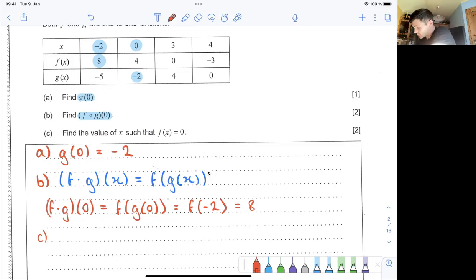So all we do for this one is go to our f(x) line, go along here, and find where it says 0. It says 0 there. Then go up to the x line, and we see that x is going to be equal to 3. So f(x) equals 0, therefore x is equal to 3.